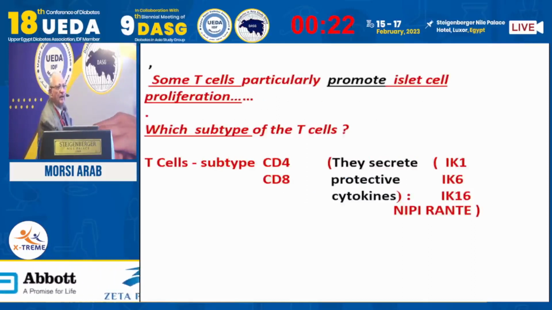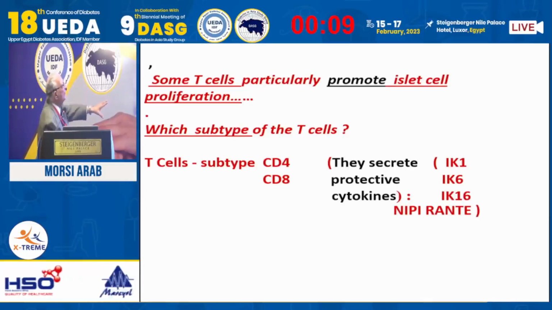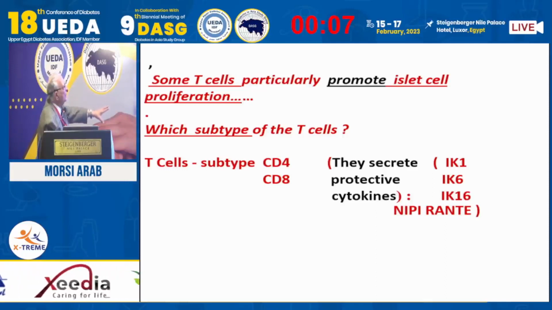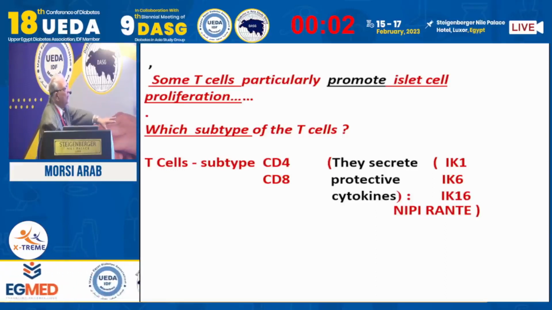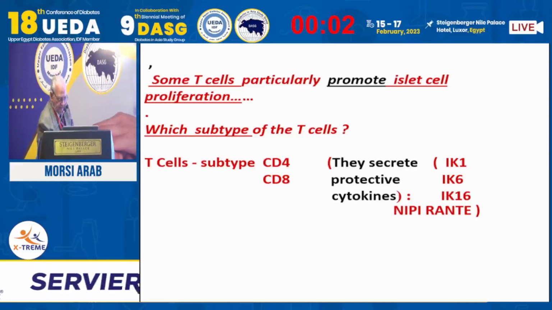Which are the angels? Which immune cells are the angels? Without going into details, some T cells from the immune system can promote islet cell proliferation. These are subtypes, they call them T cells subtype so and so, because they secrete protective cytokines. So forget about the mechanism. These are our angels.